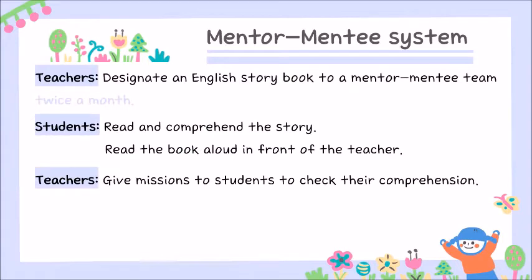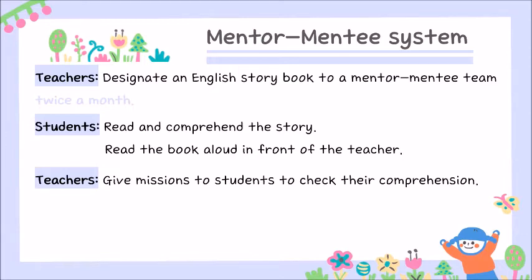Teachers designate an English storybook to a mentor-mentee team twice a month. They should cooperate and help each other to read the storybook and comprehend the content. After reading and studying the book, the students visit their teachers and read the book aloud in front of the teacher. And then the teachers give the students some interesting missions to check the students' comprehension of what they read.